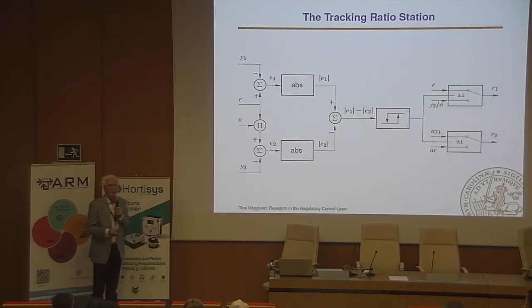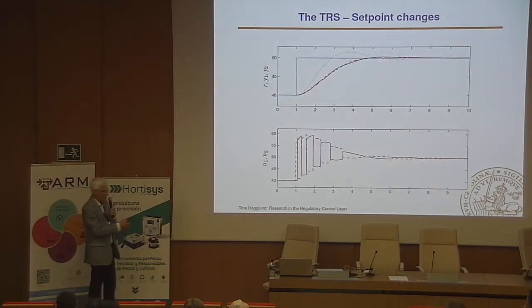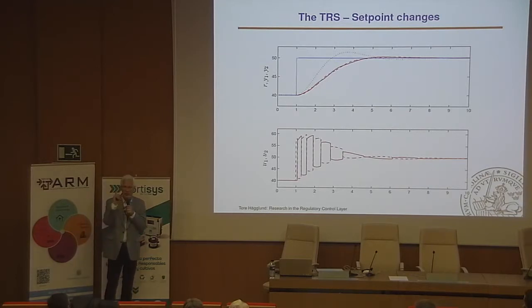We have implemented it in an ABB 800 system using their standard blocks, and you need some. You need to take absolute values. You need some relay logic here, but it's not that complicated. How does it work? I will show you some simulations. Here we have the two process outputs, the two control signals, and the blue one is a set point. Here I show you a step change in the set point, and you see that the desired ratio in my simulations is 1.